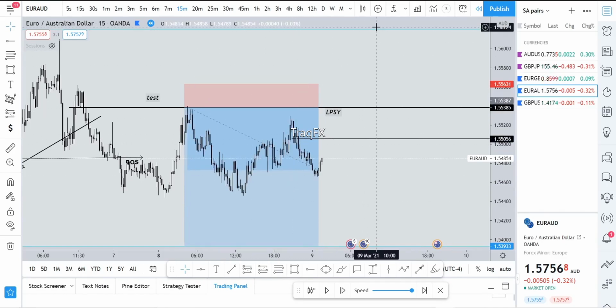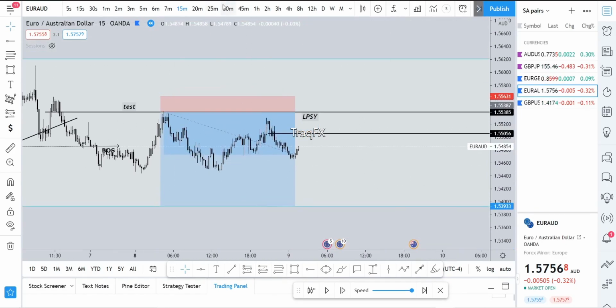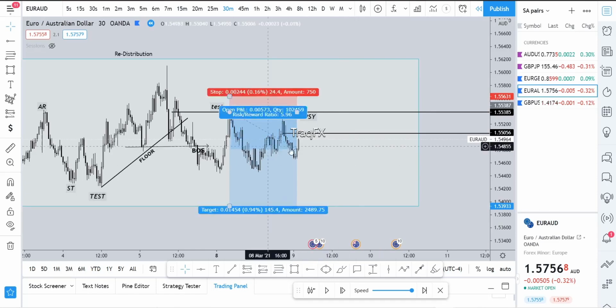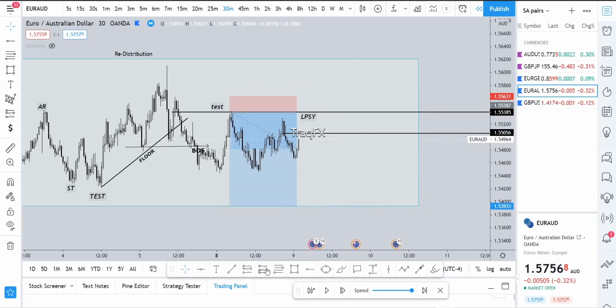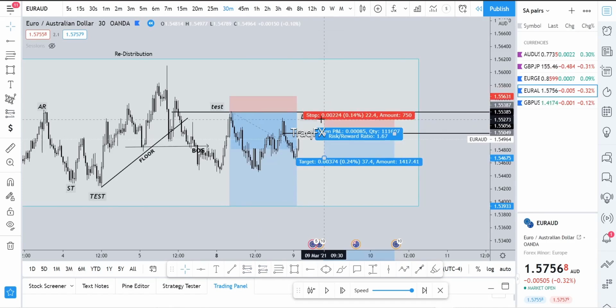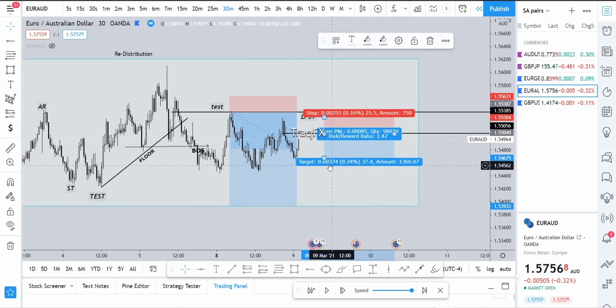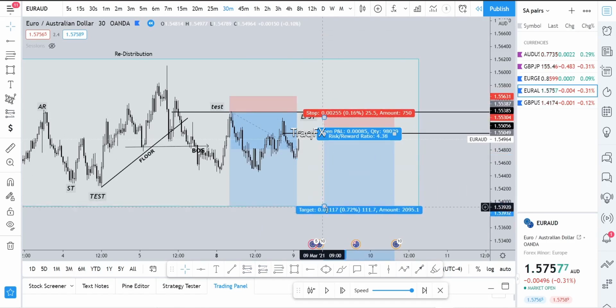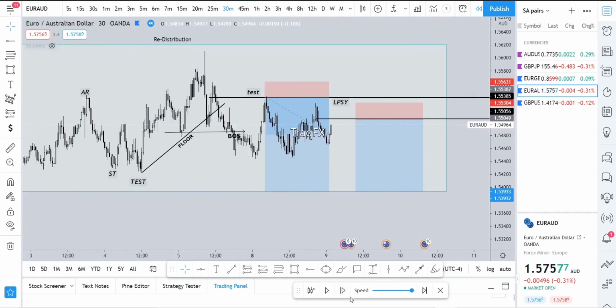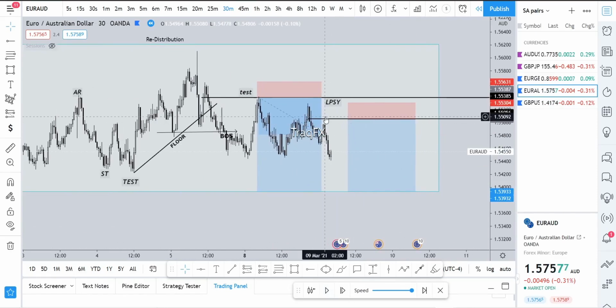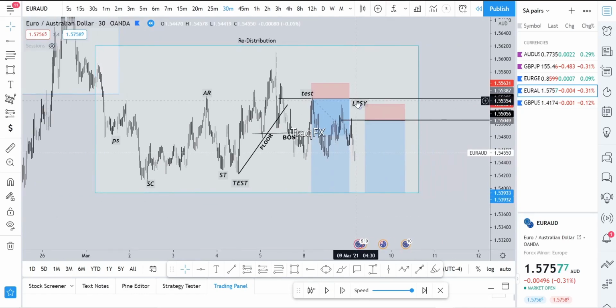So there's several entries, several confirmations we can align with this, but for now, we'll just stick with that. Right, selling off this open, stops above this high, targets below, and let's let price run out. So it clearly taps in simply to mitigate this. Right, we have our LPSY, and this is our full schematic.